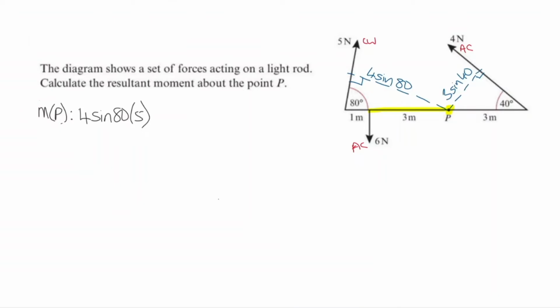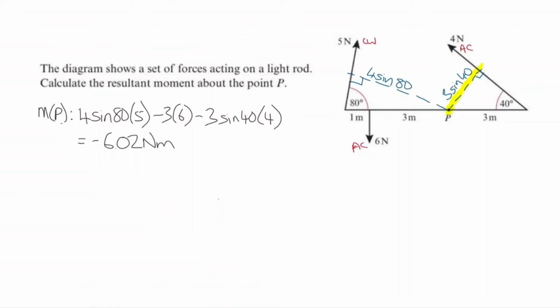This one's easy, it's already perpendicular, it's 3 meters times the 6 newtons. A straight 3 meters across, magnitude of the force, 6 newtons. Okay, we're going to subtract this one as well. Perpendicular distance, 3 sine 40, and we multiply that by the magnitude of the force, multiplying it by 4.